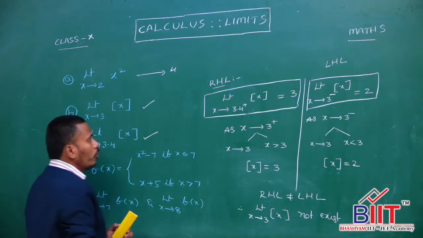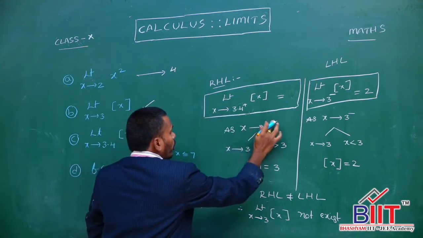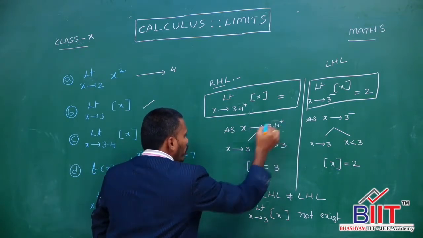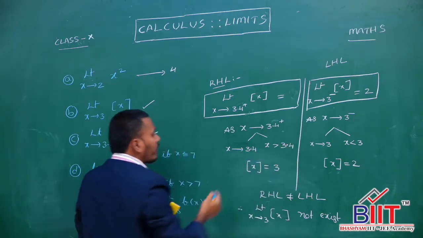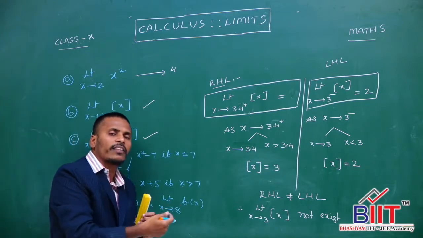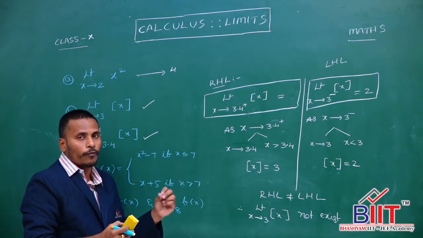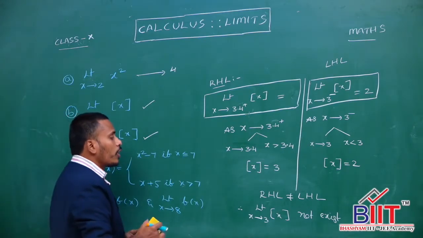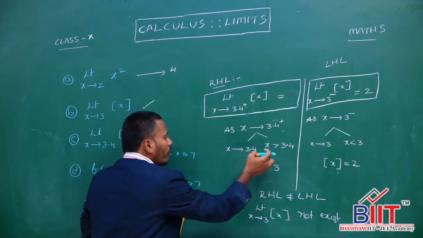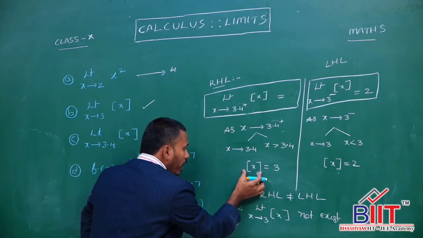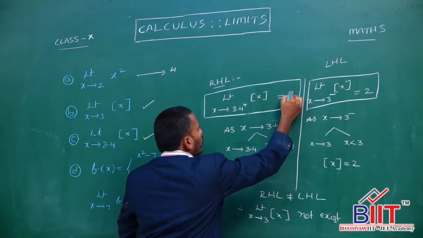Okay, 3.4 is not an integral value, so I need to calculate its limit value. x tending to 3.4 plus means x is nearer to 3.4 and x is greater than 3.4. It is very near to 3.4 but greater than 3.4, and that's why it is clear that x is between 3 and 4. Since it is between 3 and 4, step x is 3. Since the function is 3, as x approaches 3.4 plus, the limit value is again 3.